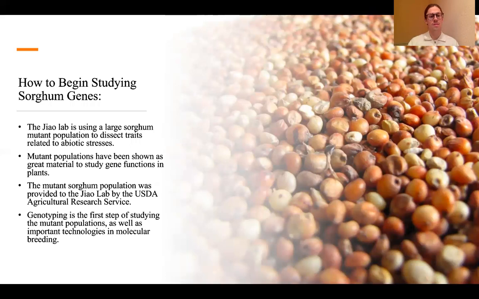How to begin studying sorghum genes? The Zhao lab is using a large sorghum mutant population to dissect traits related to abiotic stresses. Mutant populations have been shown as great material to study gene functions in plants. The mutant sorghum population was provided to the Zhao lab by the USDA Agricultural Research Service. Genotyping is the first step of studying the mutant populations as well as an important technology in molecular breeding.